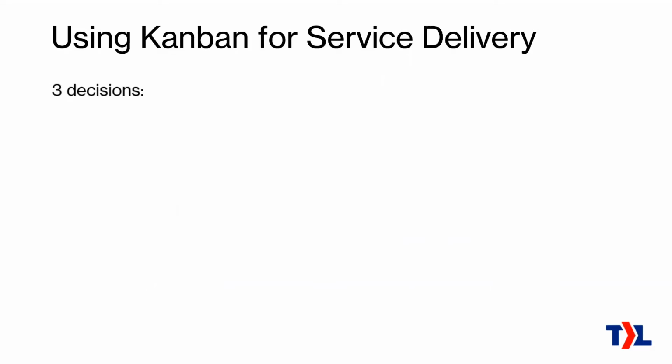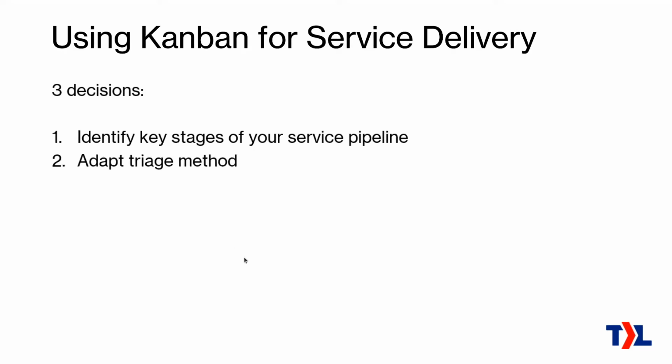There are going to be 3 key decisions that your team is going to need to make when you adopt a Kanban practice. You're going to identify the key stages of your service pipeline. You're going to adapt your triage method. There may not actually be that much that you have to do, but we do need to look at that. And you're going to select a dispatch method. I'll tell you the 2 main ways that you can do the dispatch, and you can decide which one is right for you at the time.